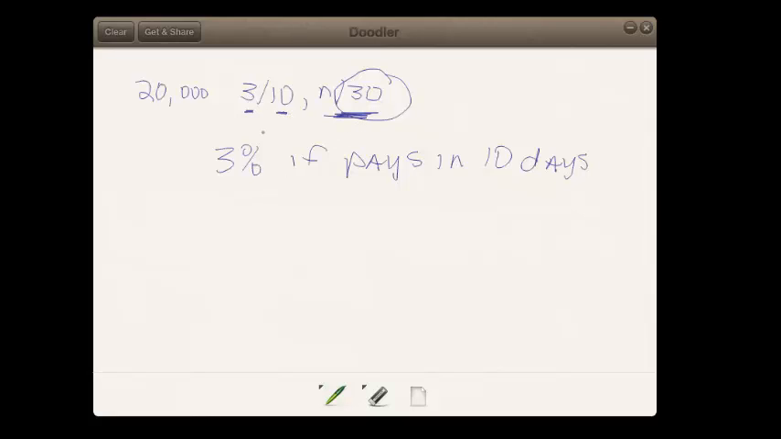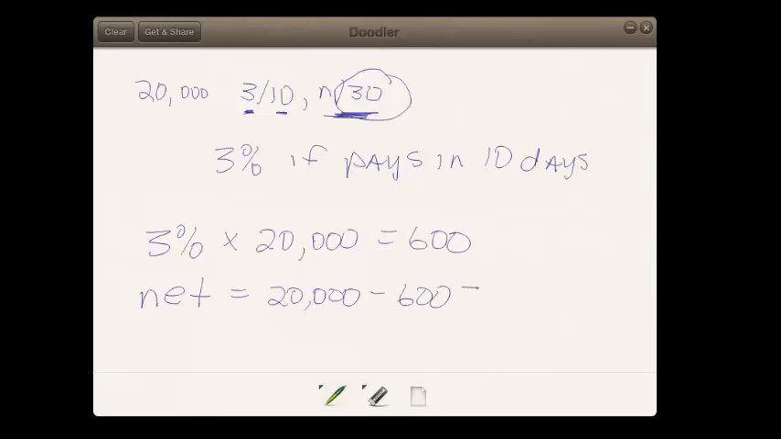So if he pays within 10 days, as it says here, within the discount period, he can take a 3% discount. So 3% times 20,000 is $600. That discount is subtracted from the price to arrive at a net purchase price. His net purchase price is $20,000 minus $600, which is equal to $19,400.